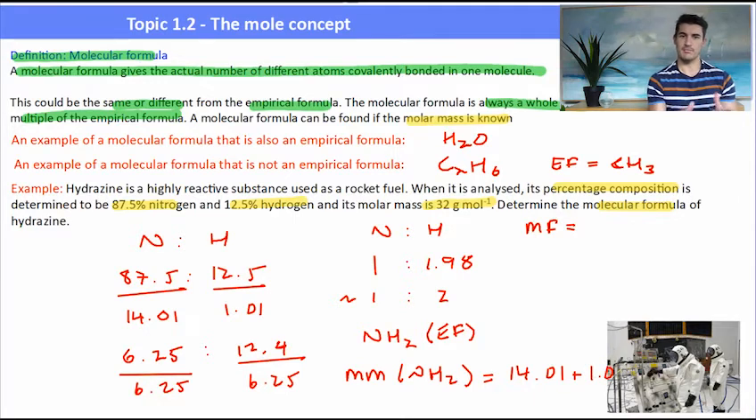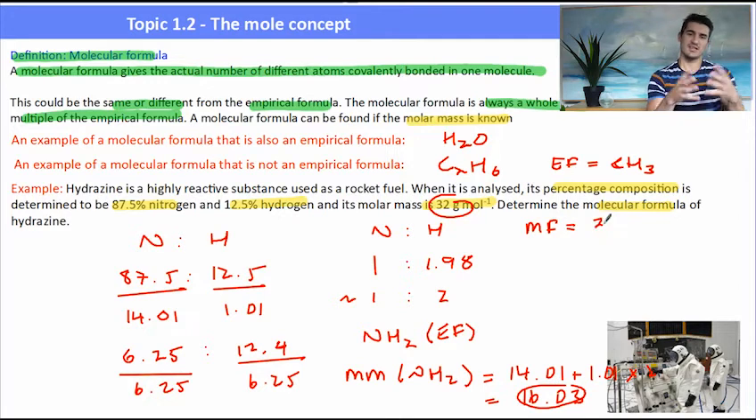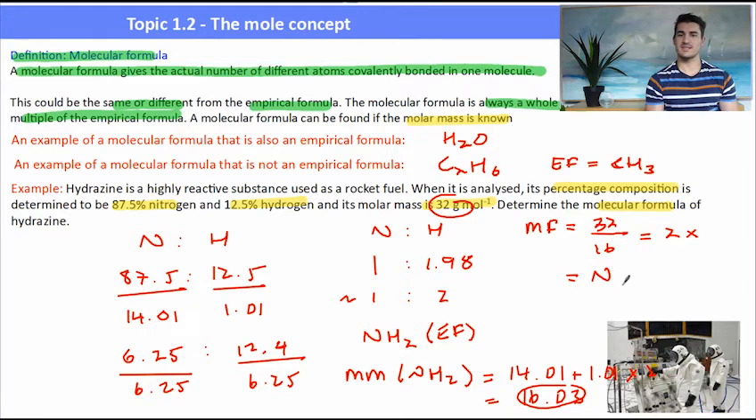Now, because that molar mass is not the same as the molar mass of the chemical, we know we need to multiply that by some factor. To work out what we need to multiply by, we can simply grab the molar mass of the chemical and divide it by the molar mass of our empirical formula, which gives us a value of 2. So that means we need to double our empirical formula to give us N2H4. The molecular formula will always be some whole number ratio of the empirical formula.